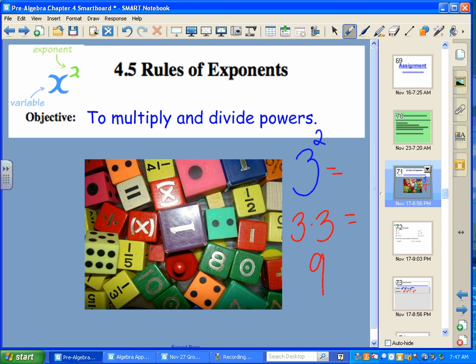Anyone know anything else about exponents or powers? Sean, what else do you know? Yes, big difference. Yes. 3 to the second does not equal 2 to the third. Very different. One of them's 9, one of them's 8, but you can't just flip them around. They're very different. Charles, what else?